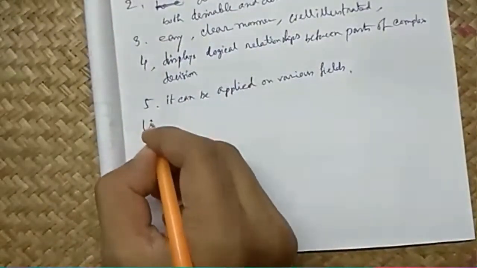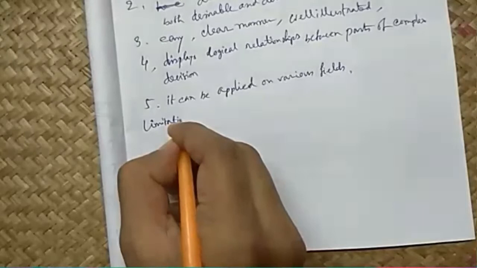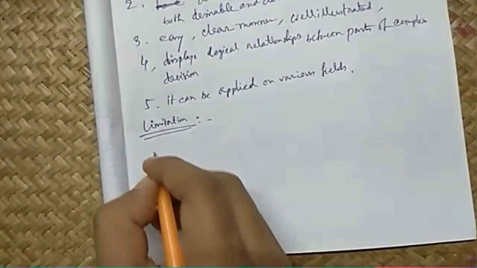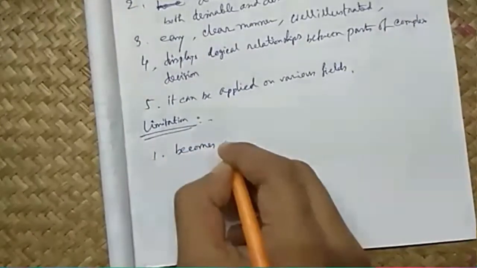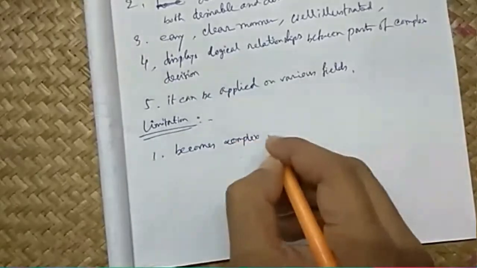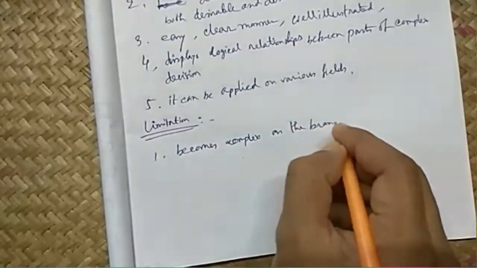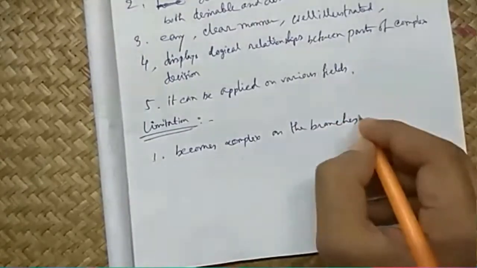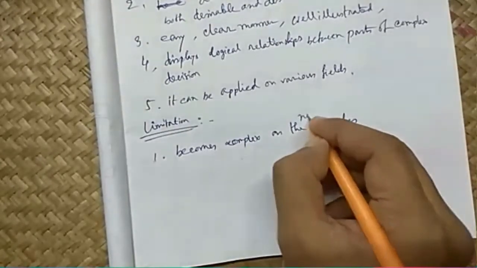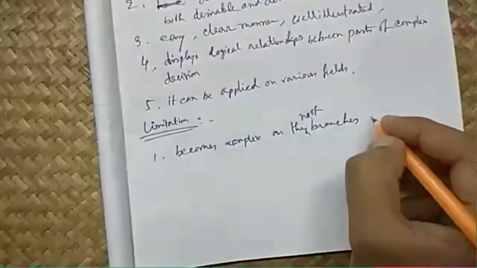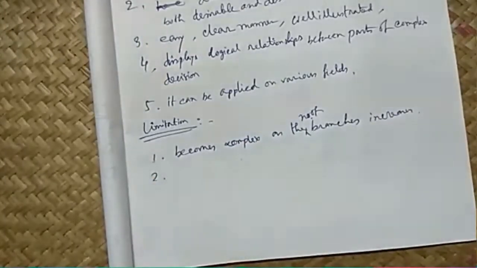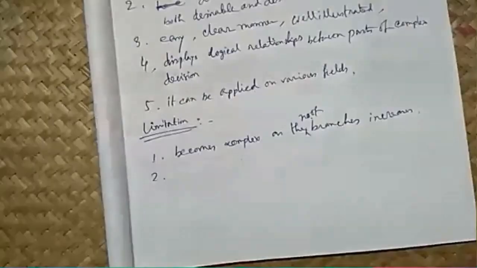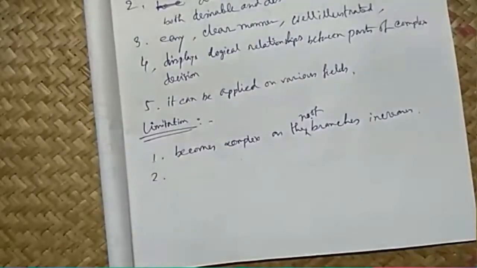But there are some limitations also, and we have to discuss them, because limitations are very, very important. Now, this becomes complex as the number of branches increases. So if you have several decision alternatives, then it will become very, very complex.